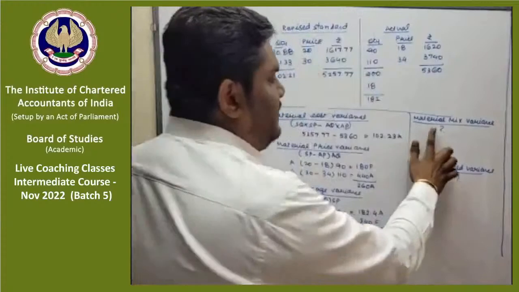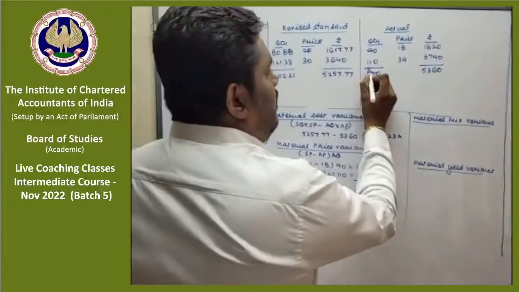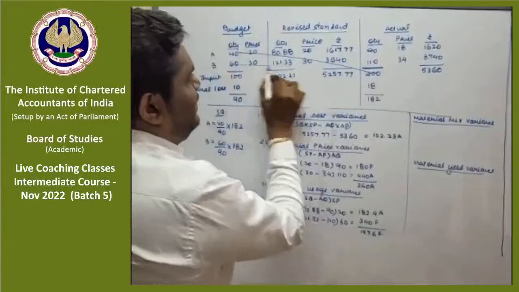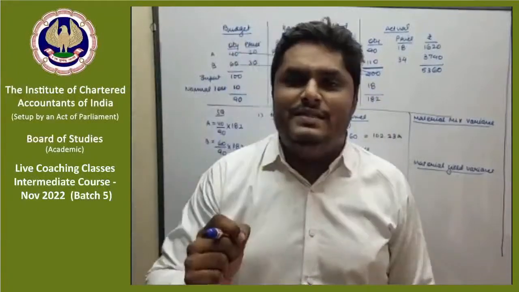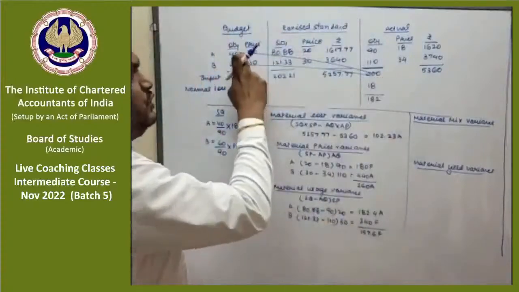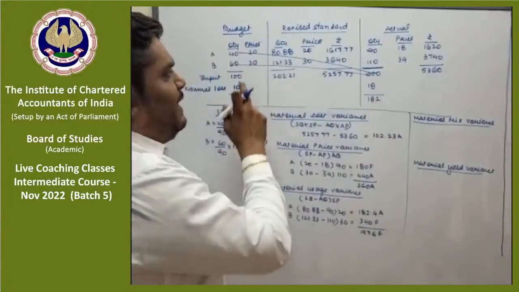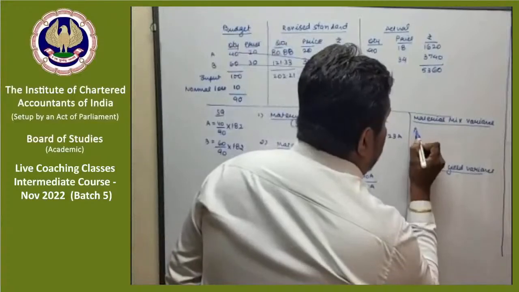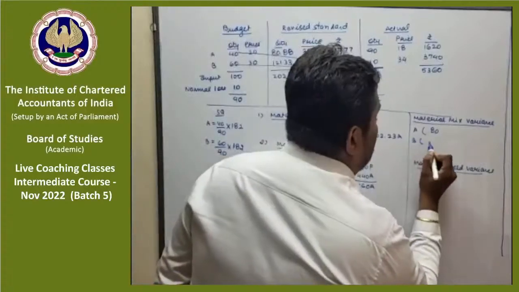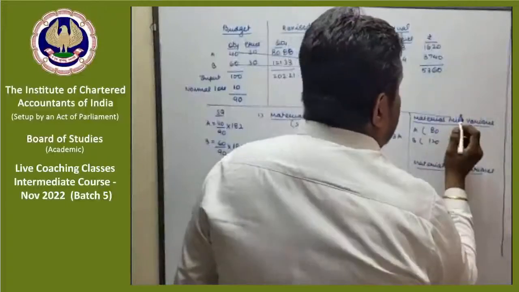Now, guys, very simple, material mix variance and material yield variance. Our actual input is 200. This should be in the ratio of 40:60, as discussed in the last class. So it means 200 into 40 by 100, that is 80, and 120. This is my standard mix.